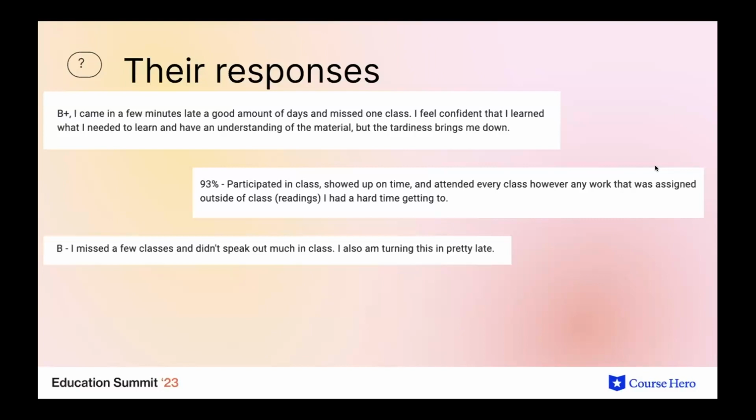So I try to push them to think again about learning. Did that tardiness impact your learning? What did you learn specifically? Let's look at the course objectives. In what ways did you show what you know about these things?